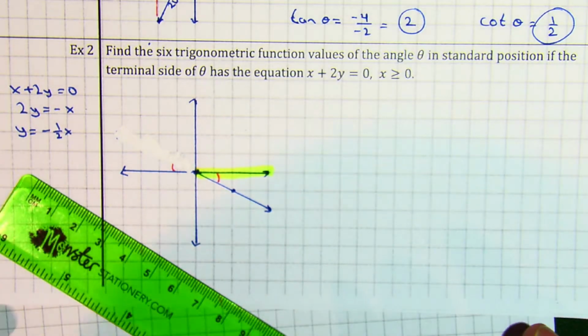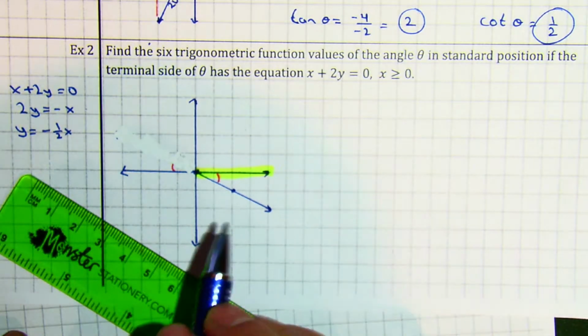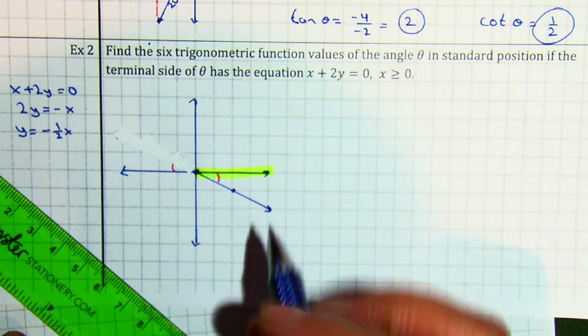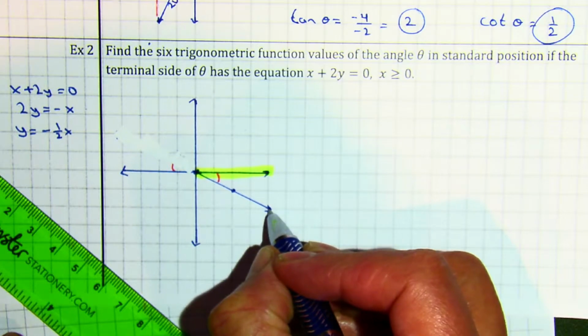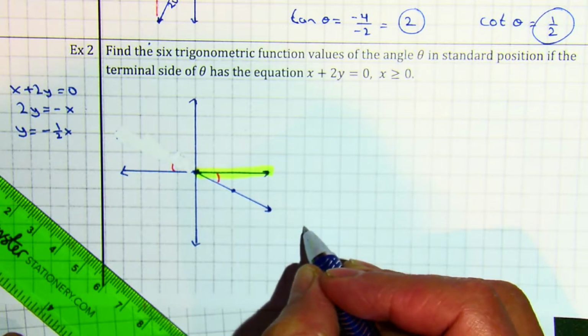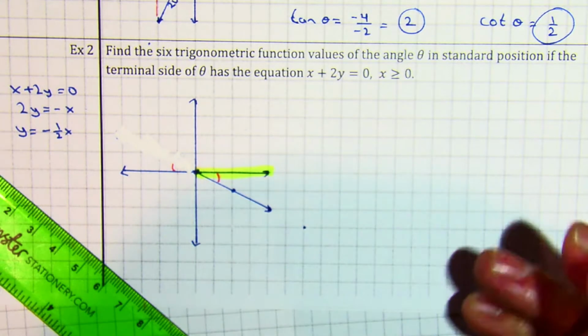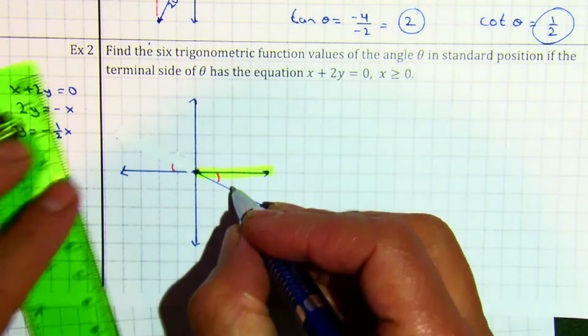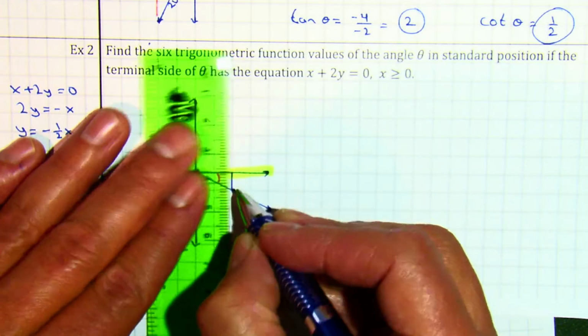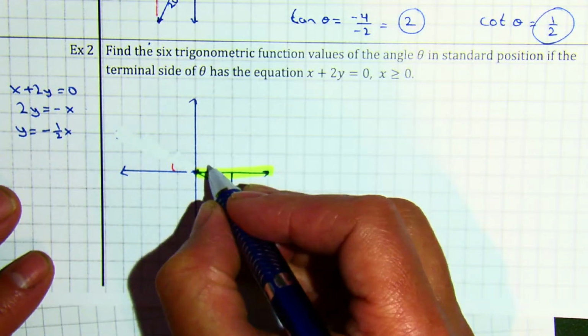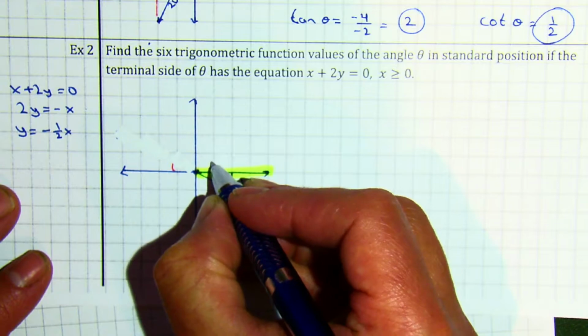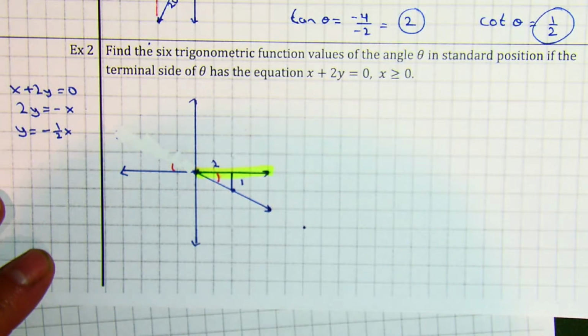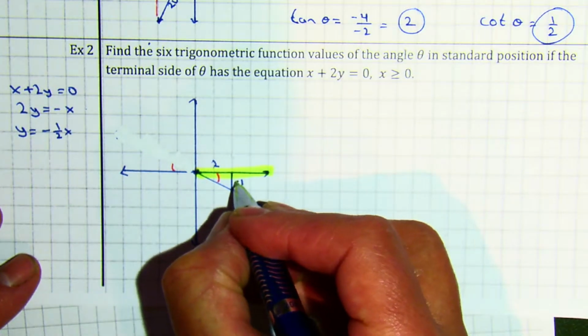And now we need to find a point. I can decide whether I want this point or this point or this point. Once I simplify, your trig function values should be exactly the same. So I'm going to use the smallest one so we don't have to reduce as much. We have 1 and 2. And now we made a mistake. What is it? This should be -1.